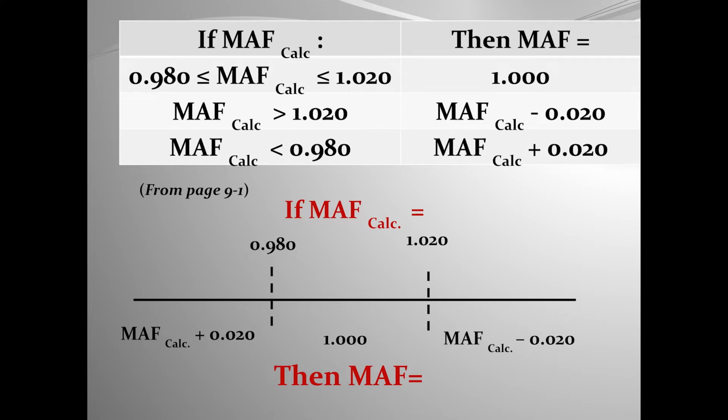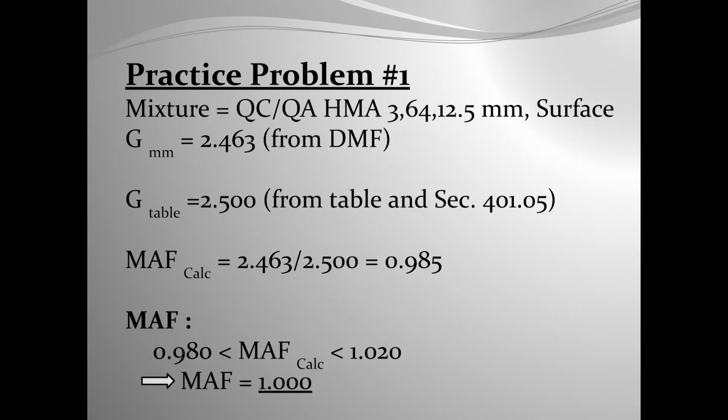So that's when you adjust your MAF by taking your calculated minus 0.020 if you were greater than 1.020, and you add 0.020 to your MAF factor if your calculated is less than 0.98. So you're adding when you're using a blast furnace, you're subtracting when you're using steel slag. Okay, so hopefully that in a nutshell covers what we're talking about here. We're going to do our first practice problem together.